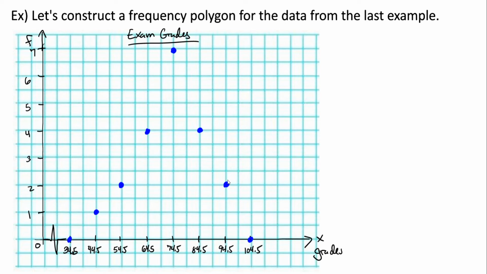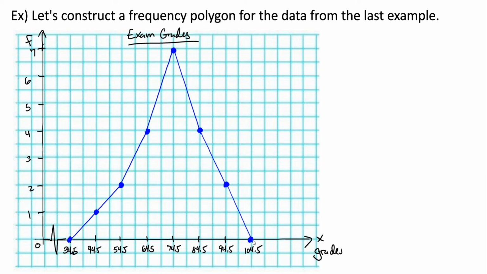So now that we've placed all of these dots, we need to connect them together. And you want to connect these together with a straight line. Make sure you have an ID card or ruler with you when you're doing your homework so your lines look all right. And now at this point, we have finished our frequency polygon.